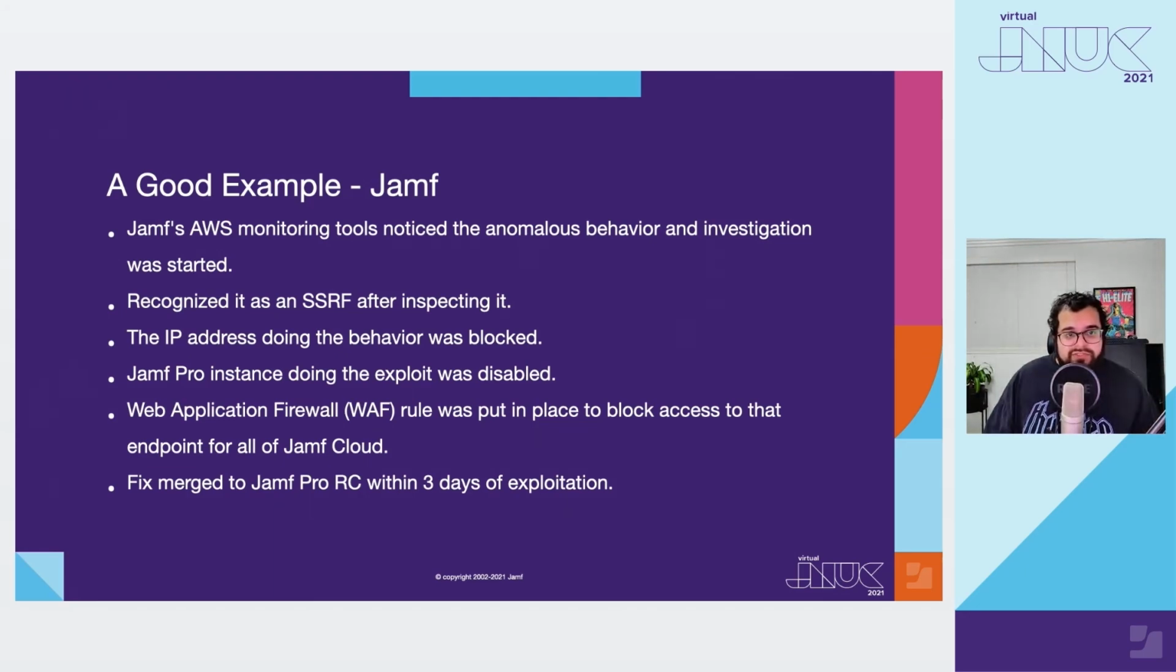JAMF's AWS monitoring tools noticed the anomalous behavior and investigation was started. They recognized it was an SSRF after inspecting it, the IP address doing the behavior was blocked, and the JAMF Pro instance doing the exploit was disabled. The web application firewall rules were put in place to block access to that endpoint for all of JAMF Cloud. And a fix was merged to JAMF Pro RC within 3 days of exploitation. So this is really above and beyond when it comes to most vendors' responses to security vulnerabilities. I was really happy with how seriously JAMF took this server-side request forgery vulnerability after I discovered it and reported it to their program.